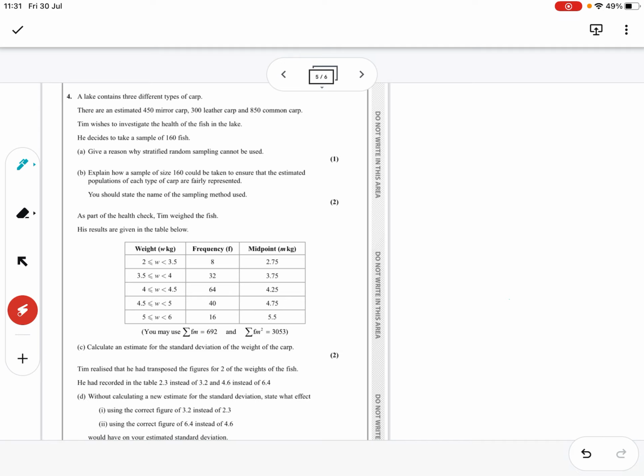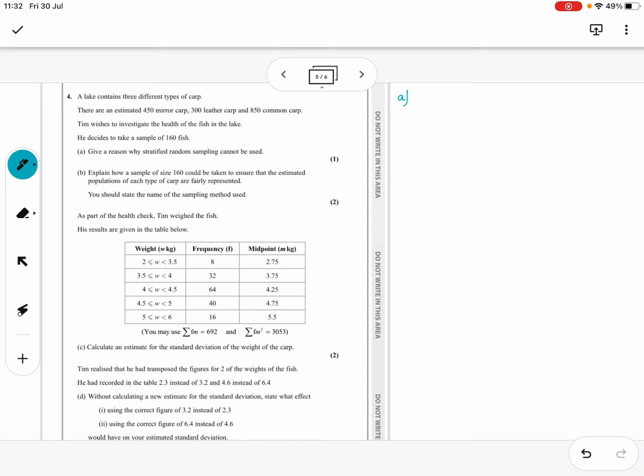He wishes to investigate the health of the fish. He wants to take a sample of 160. Give a reason why stratified random sampling is not used. It's only 1 mark. So stratified random sampling, you would decide how many in each group to get. That's the stratified bit, which is also part of quota, really. You decide how many of each you want, and you want it to be representative. That's the whole point. And then within each group, you would randomly select.